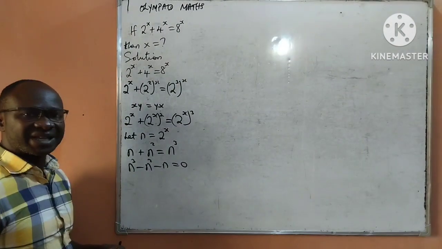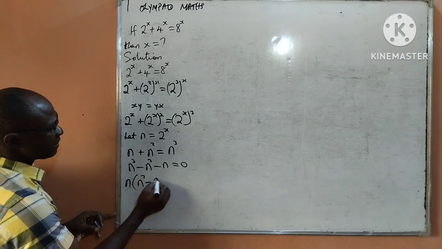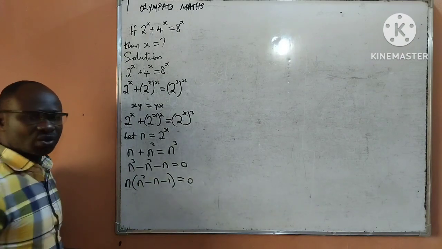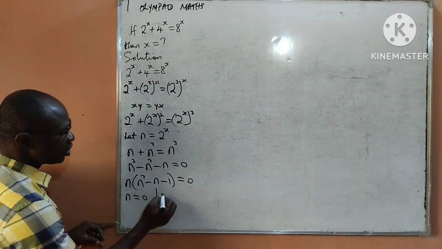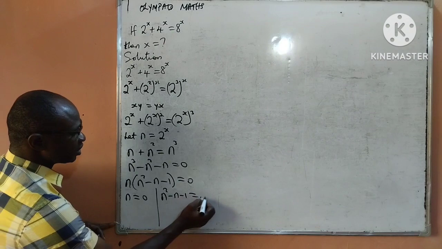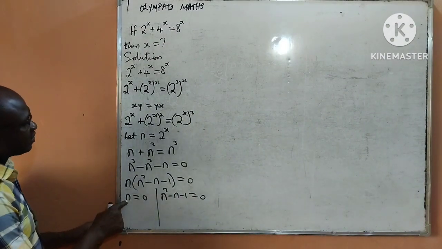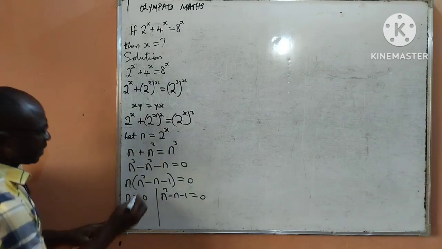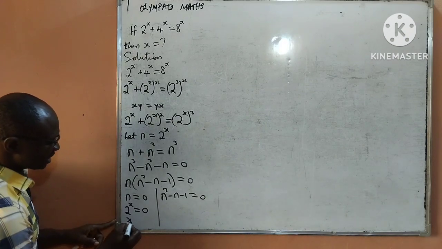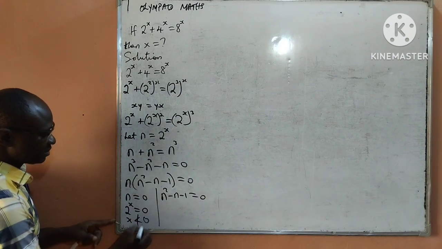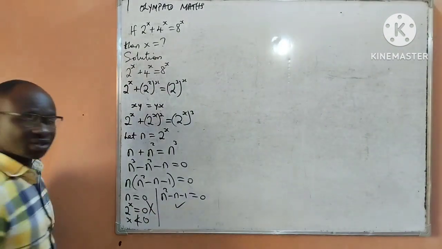What is common by the left is n. So I factor it out to get n into n squared minus n minus 1 equal to 0. At this point, it means that n is equal to 0. Also, n squared minus n minus 1 is equal to 0. Now, from the first part of it, if I replace the value of n with 2 raised to the power x, that will become 2 raised to the power x equal to 0. But here you can agree with me that this is not possible. And therefore, we reject this part and move on with this.